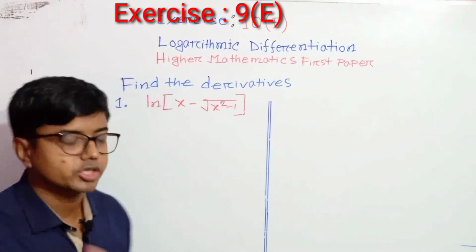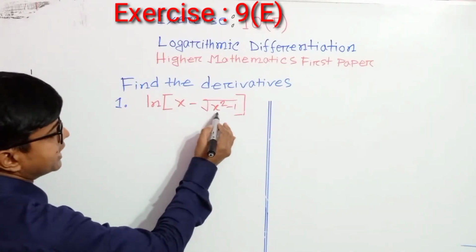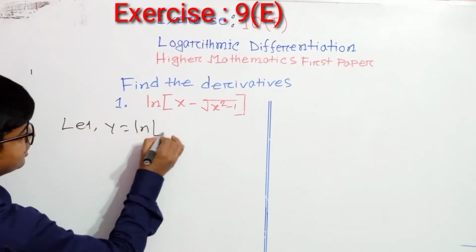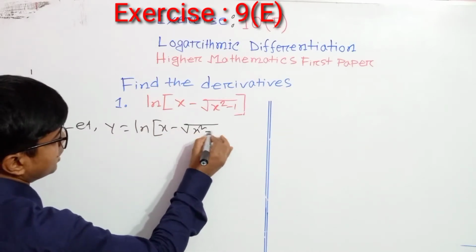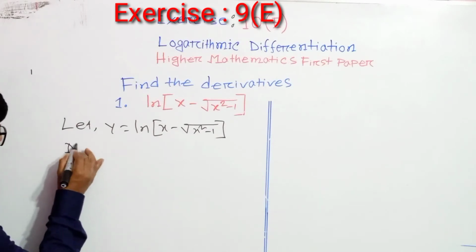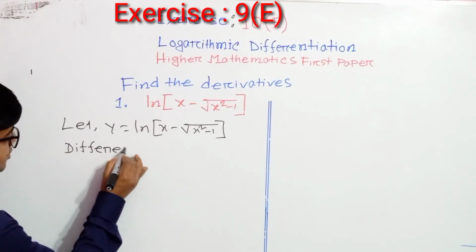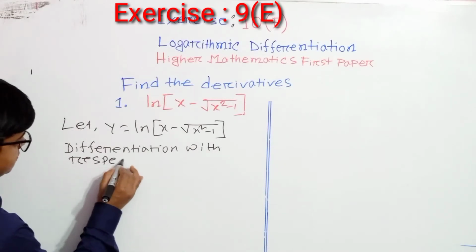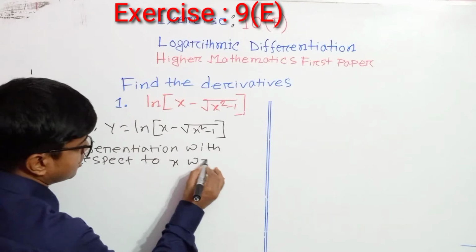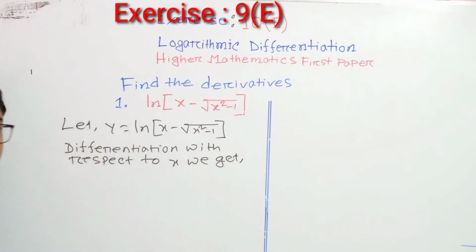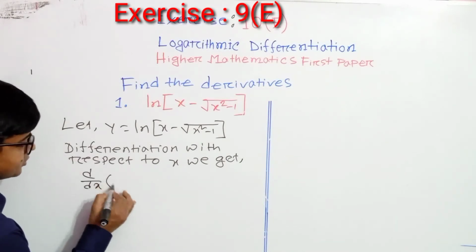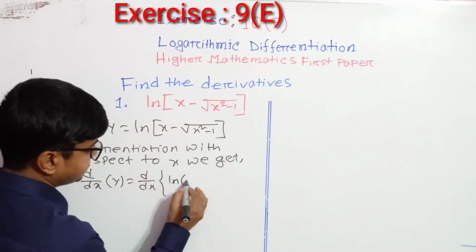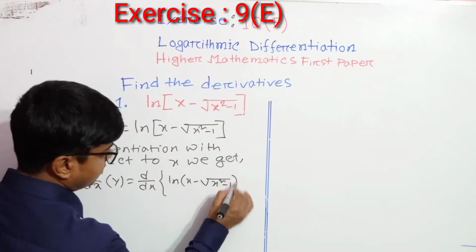Now mathematical problem. Question number 1. ln of x minus root over x square minus 1. Let y equals ln of x minus root over x square minus 1. Now differentiation with respect to x, we get d/dx of y equals d/dx of ln of x minus root over x square minus 1.